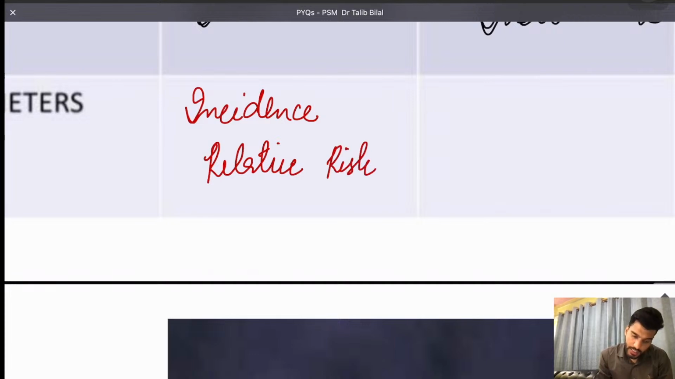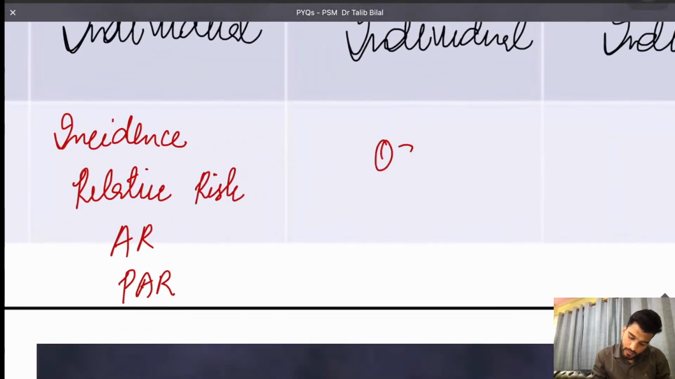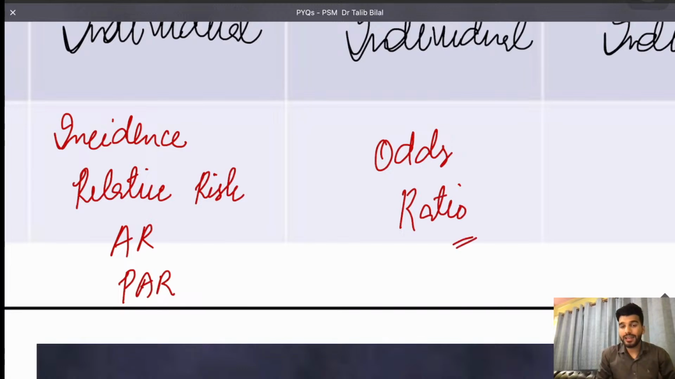You go for a relative risk. You go for attributable risk and population attributable risk. If I talk about a case control, we check the odds ratio, which will tell us after the interpretation whether the risk factor is associated with the disease or not.